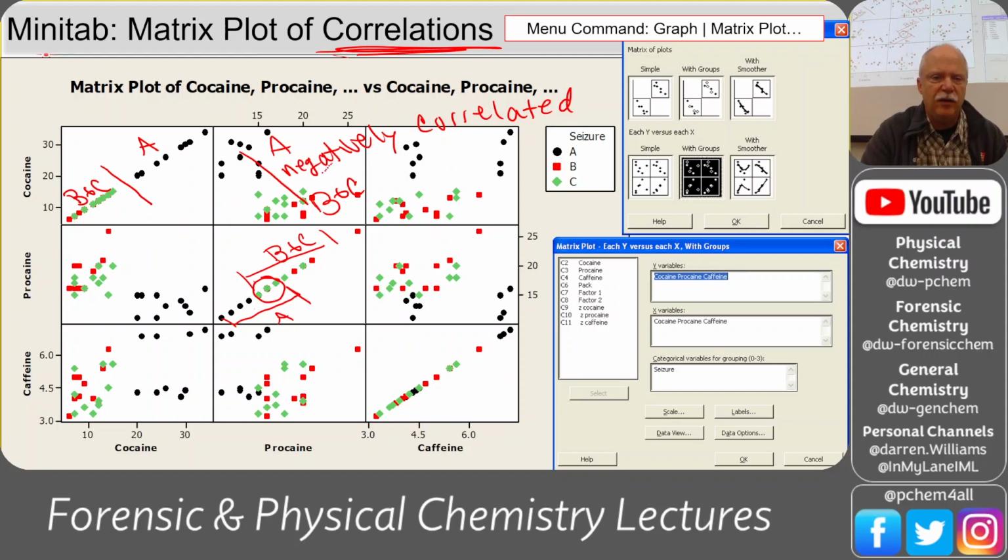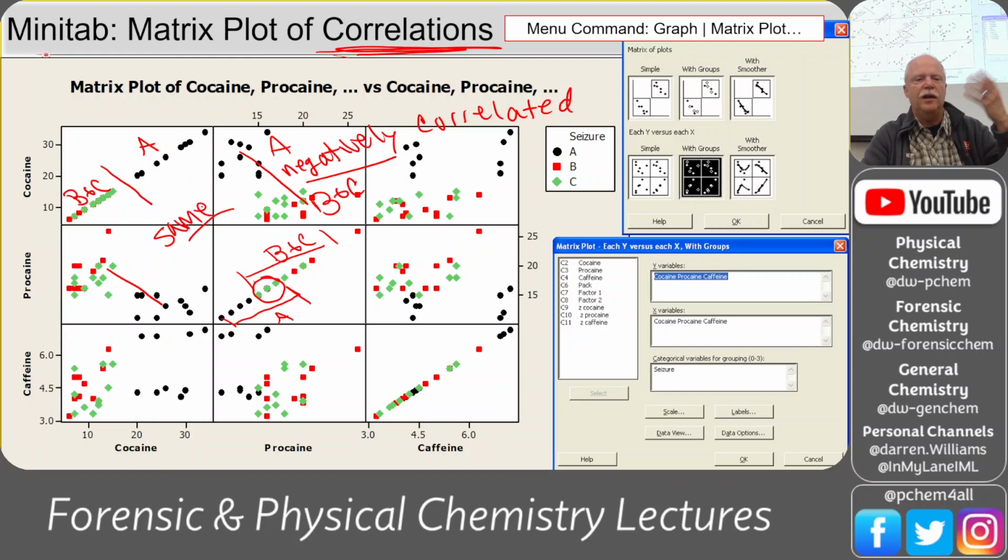Does everybody understand the negatively part? When one goes up, the other goes down. It's a negative slope in this plot. Okay, and let's look at the other one. If we plotted procaine versus cocaine, we still get that negative slope. So these are going to be the mirror images of each other, and so we get a negative correlation for both of these. So I would just say same.